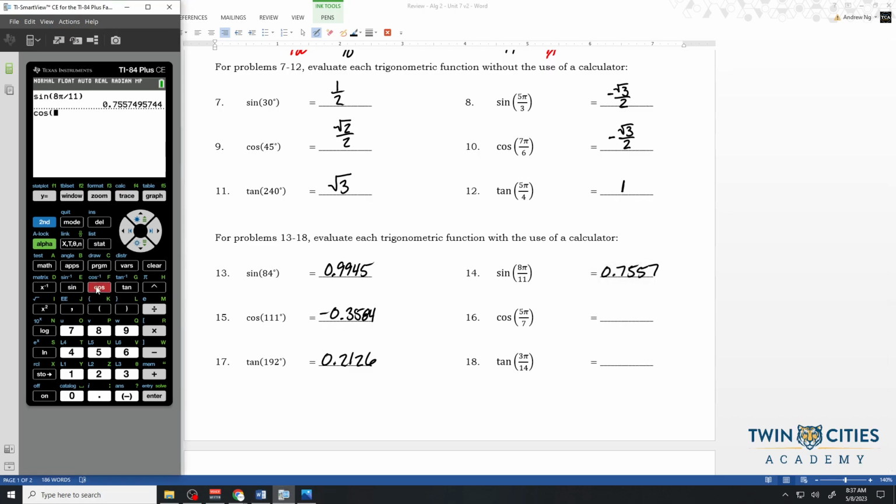Next one is cosine 5 pi over 7. 5 times pi divided by 7. Okay, we've got negative 0.6235. And lastly, tangent 3 pi over 14. 3 times pi divided by 14. Close that off. This is 0.7975.